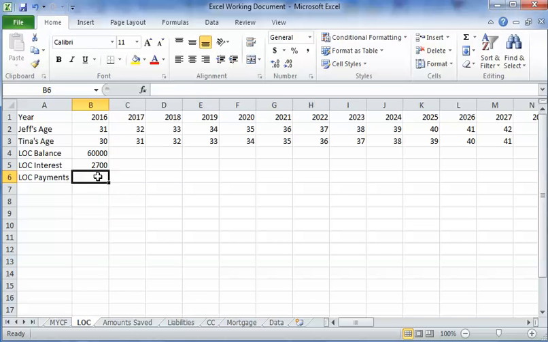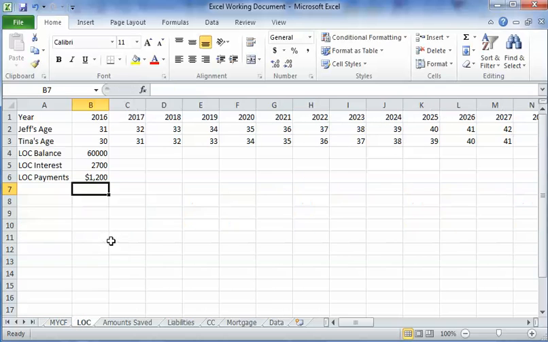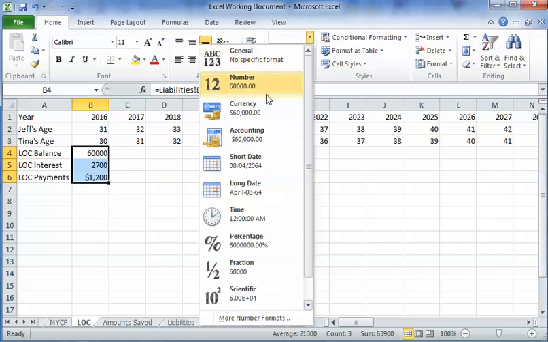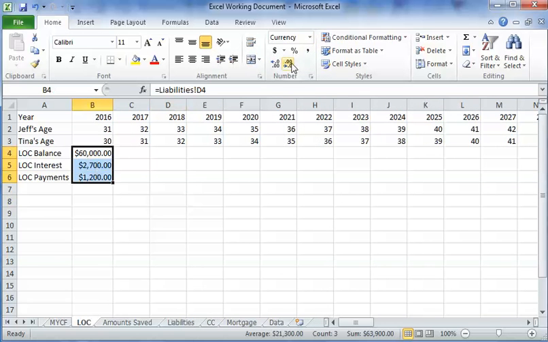And the line of credit payments are going to be based on our multi-year cash flow, and we can pull that right out of here. And of course, these are all going to be dollar amounts. I'm just going to switch those over to currency format. I'm going to get rid of those decimal places that we don't need. And we can now start working those across.